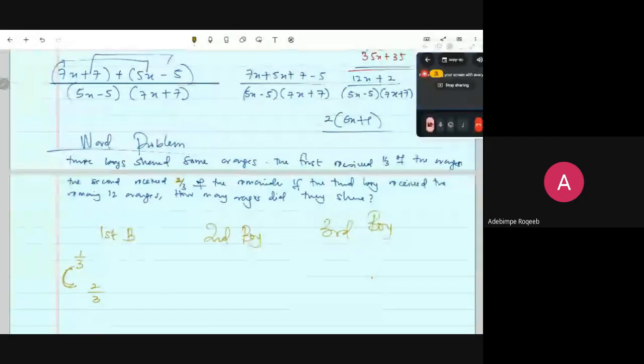Now, how do we know it's over 3? Because we made the orange look like 3 over 3. That's the whole. So this guy collected 1 over 3 of it. That means that left uncollected is 2 over 3. Out of this 2 over 3 left uncollected, this second boy collected 2 over 3 of it. He collected 2 over 3 of 2 over 3. What has he not collected? He has not collected 1 over 3 of 2 over 3. Do you get it?